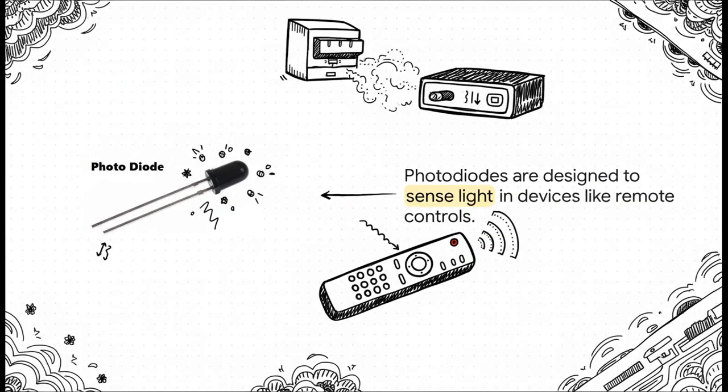And then you've got diodes that do the complete opposite. A photodiode is designed to sense light. When light particles, photons, hit it, it generates a tiny little current. These are the sensors in everything from smoke detectors to the remote control receiver on your TV.